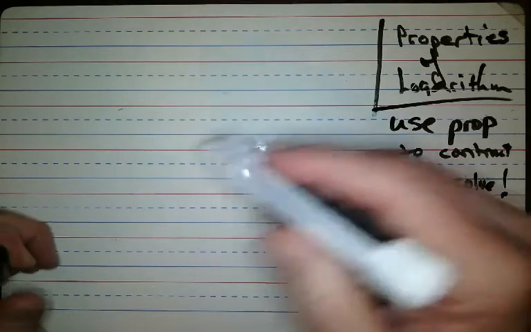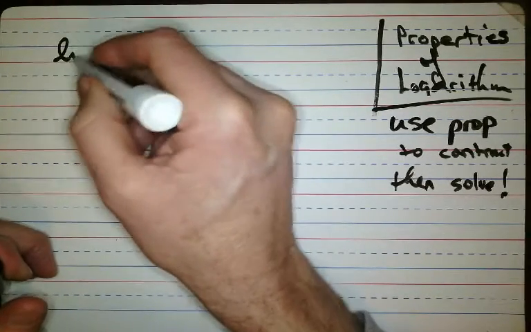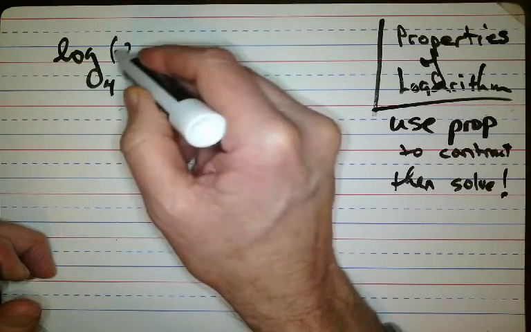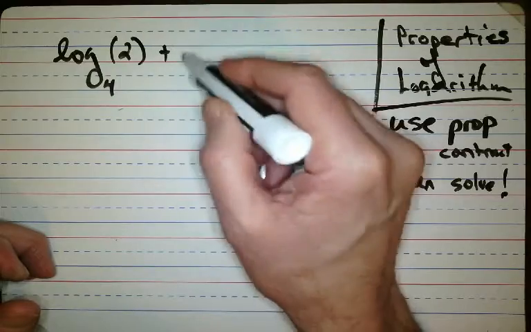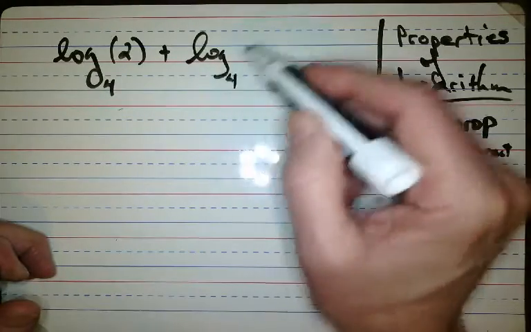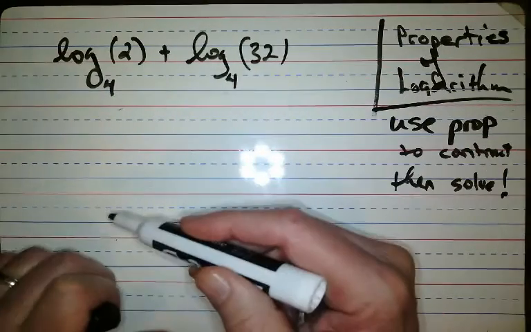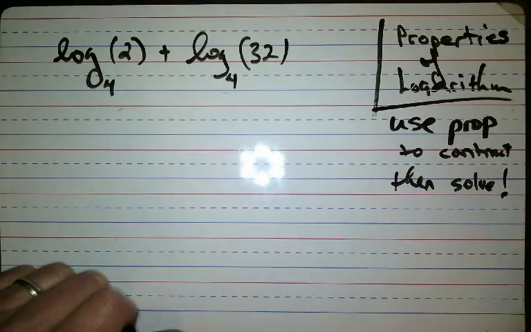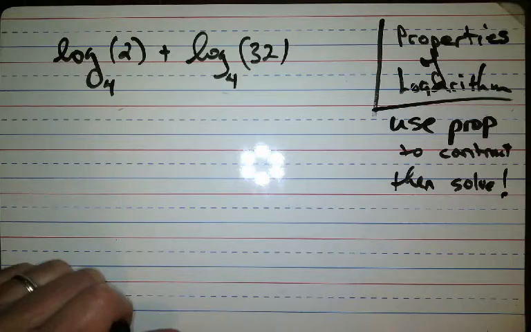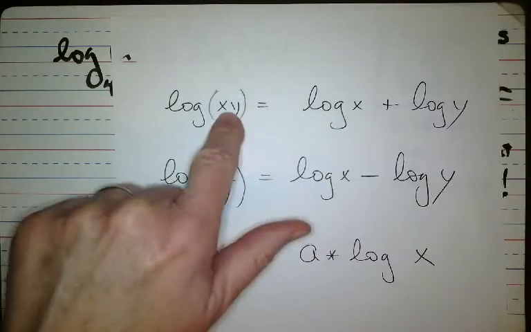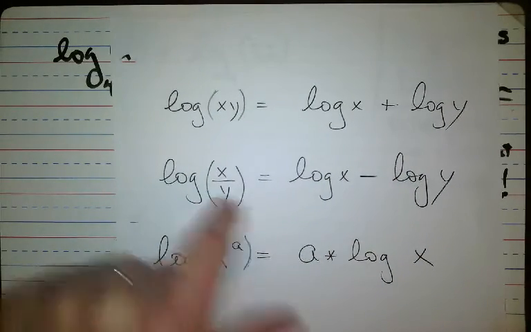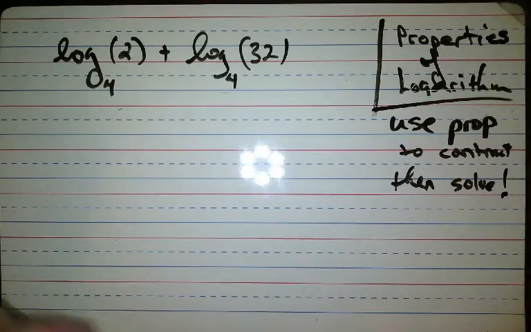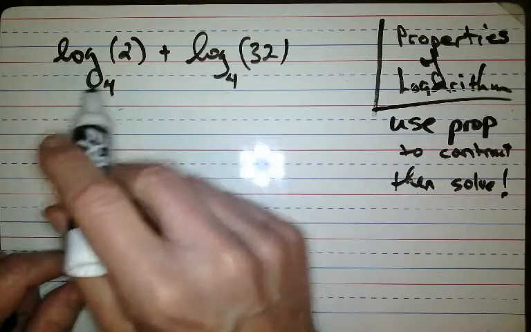Alrighty, so let's start. What if I had log base 4 of 2 plus log base 4 of 32? Now, just like before, the rules work the same way. We remember that anytime you're adding, it's the same thing as multiplying. Subtracting is dividing. A power is an exponent. We remember those rules. So, let's see what we can get here.